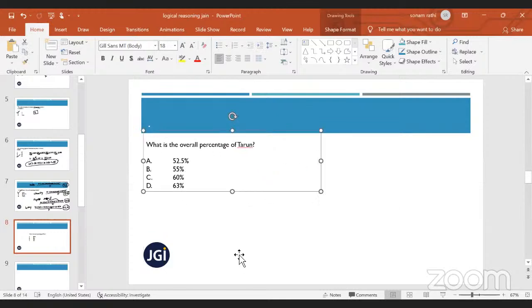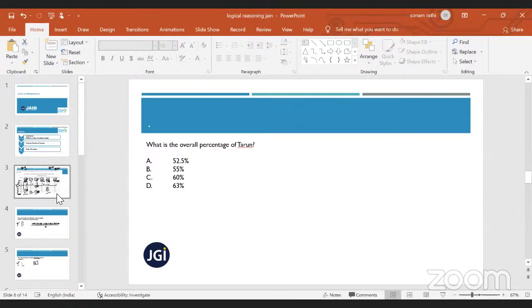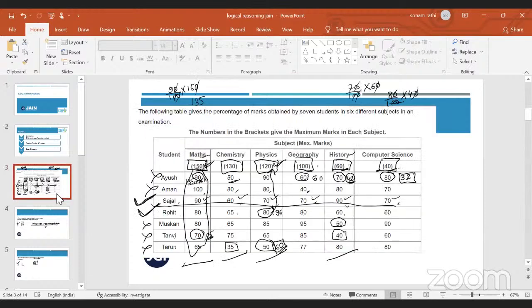What is the overall percentage of Tarun? Okay, so I will go back to the table again and check the Tarun row. Overall percentage of Tarun. So which one? The last one. Overall percentage of Tarun.